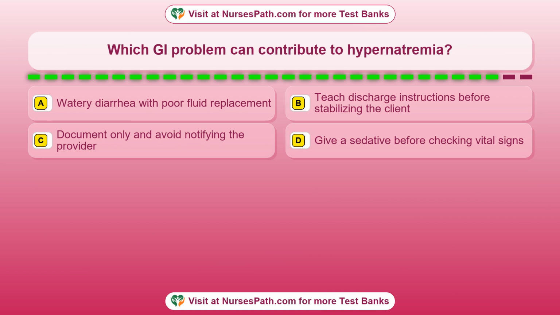Question 13. Which GI problem can contribute to hypernatremia? Option A. Watery diarrhea with poor fluid replacement. Option B. Teach discharge instructions before stabilizing the client.